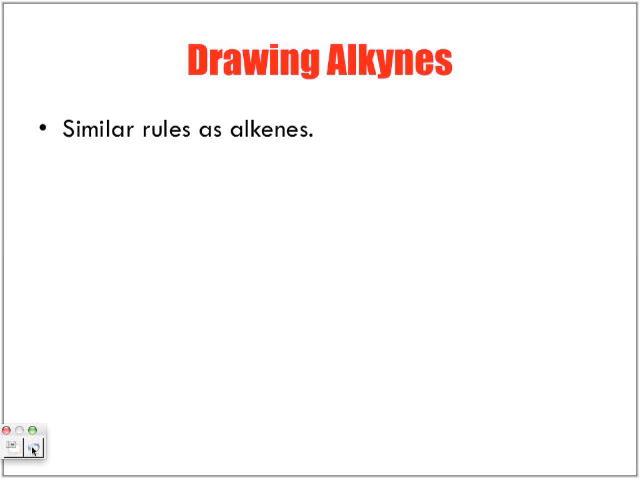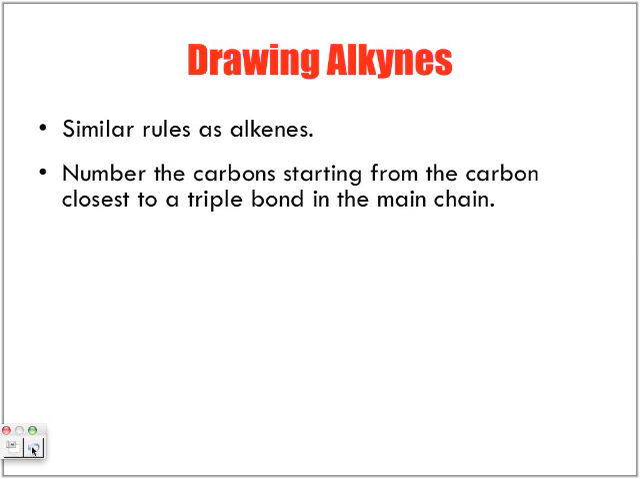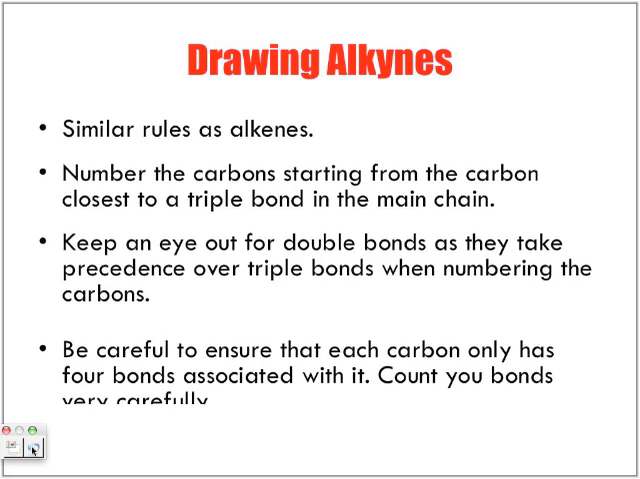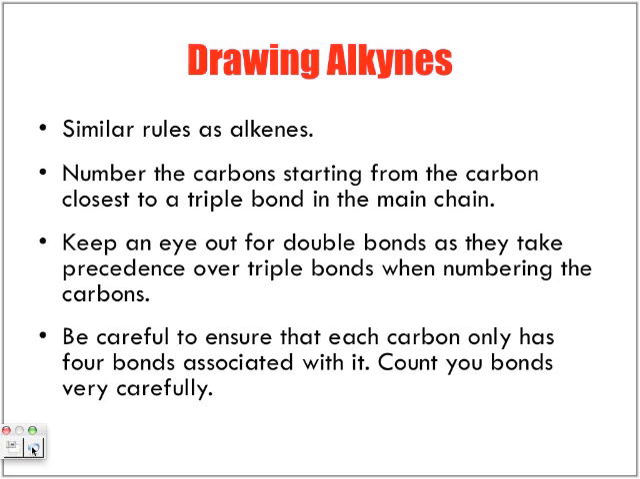Drawing alkynes, same rules as the alkenes. Number the carbons starting from the carbon closest to the triple bond in the main chain. Right? Of course, it's closest to the double bond if there is a double bond. Now, keep an eye out for double bonds, as I said, as they take precedence over triple bonds when numbering the carbons. Be careful to ensure that each carbon only has 4 bonds associated with it. Count your bonds very carefully. It's really important because you want to be able to identify where the other hydrogens are.